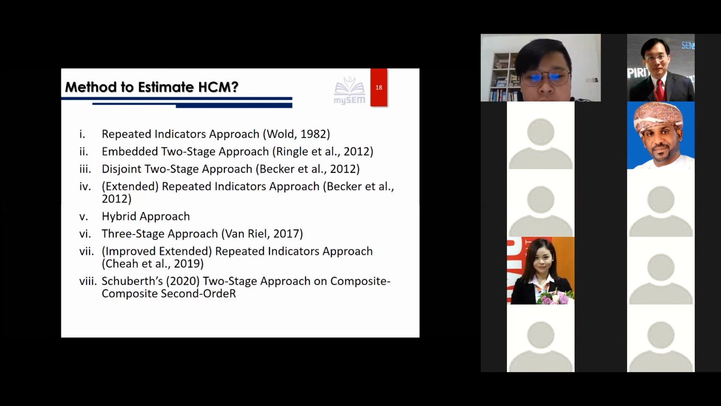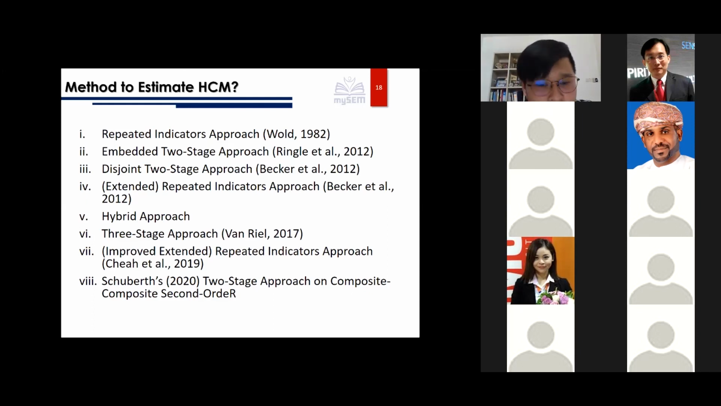Okay, the following one will be the improved extended repeated indicator approach. And the last but not least, the current one, Schubert's 2020 two-stage approach on composite second order. So they have different ways, but as you can see, the Van Riel approach 2017 and Schubert 2020 are almost alike, but I would like to highlight that their main focus is on model fit. When you form a second order construct, whether it's supposed to be a second order construct depends on model fit. Okay, model fit criteria in PLS to determine the second order construct.